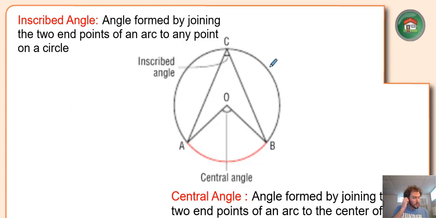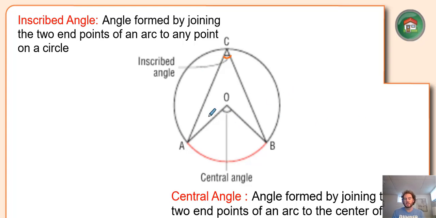An angle when we start looking at arcs. So what happens is if I were to take that arc, so for example, if I had this red line right here, the arc AB, right? And then I were to draw an angle from A to some other point on my circle and then down to B. What we call that angle right here at C is an inscribed angle, an angle formed by joining two endpoints of an arc to any point on our circle.